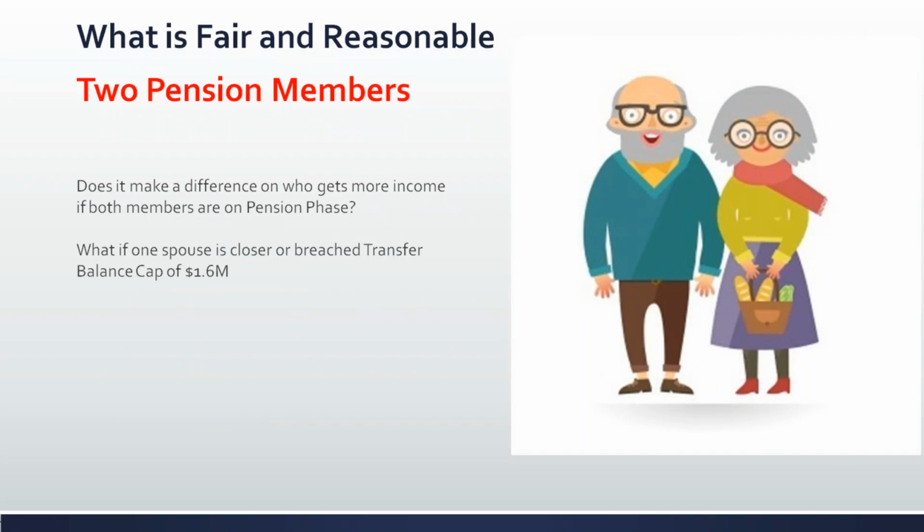Now, I've also looked at a situation where both the members are in pension phase. Does it really make a difference who gets the income if both are on pension? Let's say one member has 800,000, the other member has 1 million. We are not breaching the 1.6 million. Even if we do, it doesn't matter. We can go over 1.6 million.